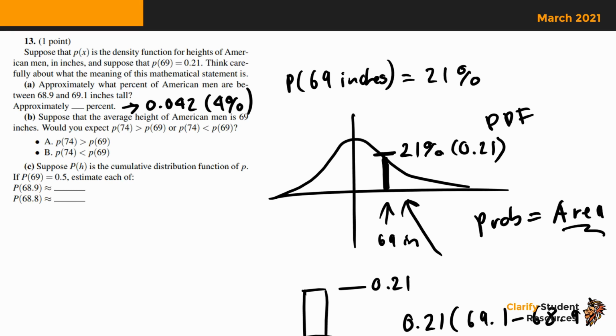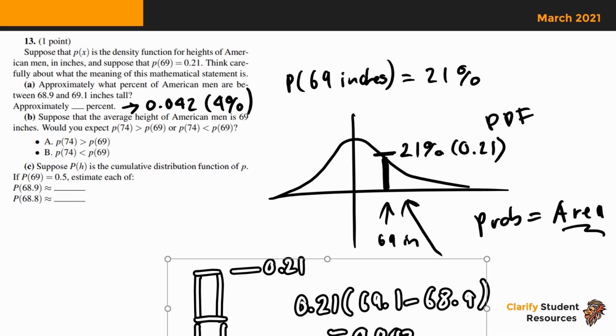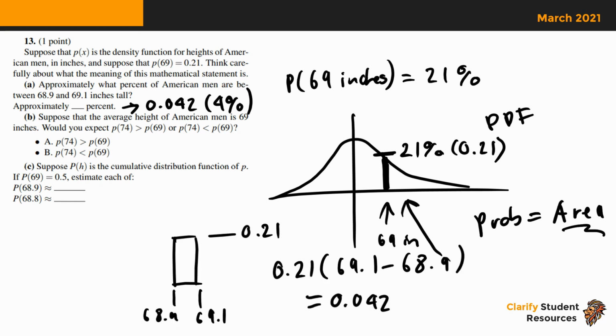Oh wait, I just realized I covered up the answer here. Let me just. Okay. So yeah, like I was saying, you're basically just going to take that range to form a sort of rectangle, and then you can multiply it, and then you'll get 0.042.